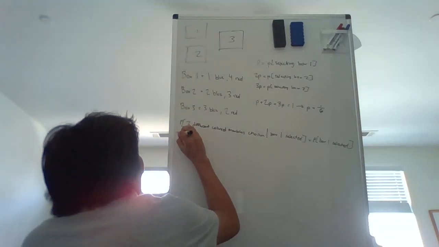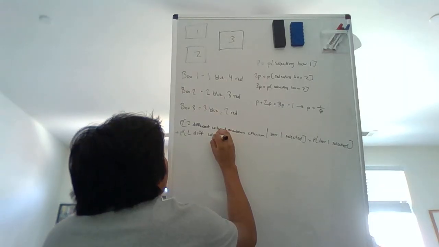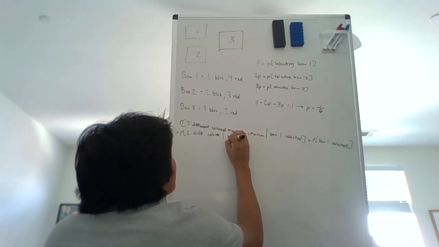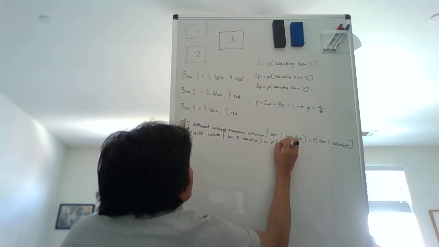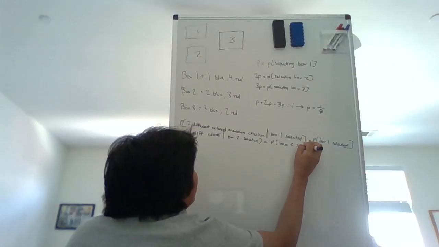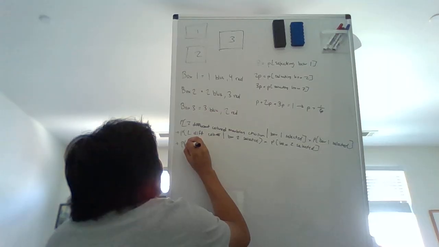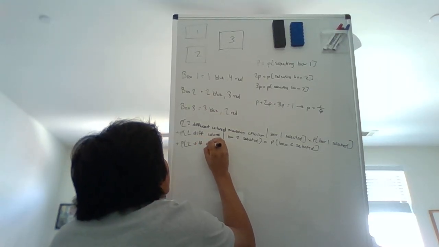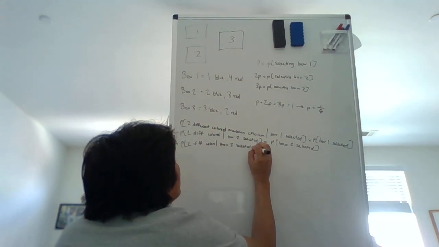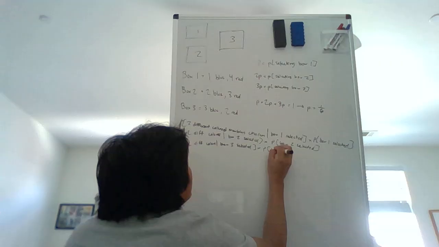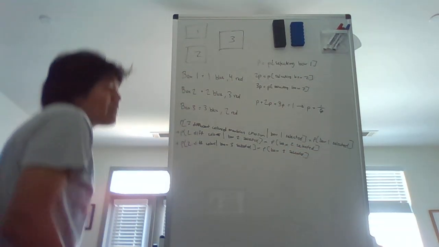So now we have to add the probability of two different colors given that box 2 is selected, times the probability of box 2 selected, plus the same thing for box 3. Two different colors given box 3 selected, times the probability of box 3 selected. Okay. This looks a little messy.